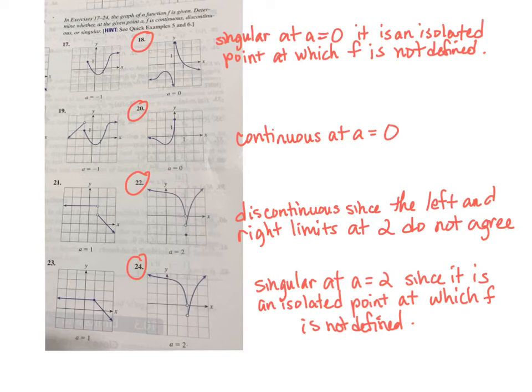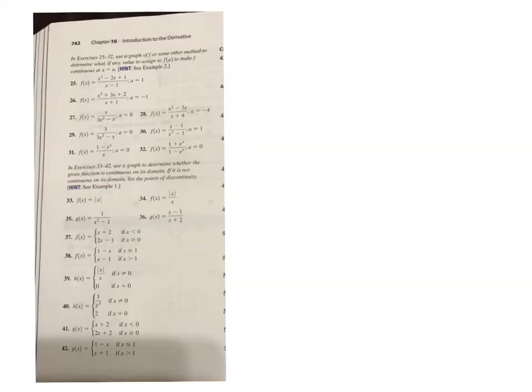Perfect. So now we are going to do two more examples, and they are going to be number 26 and number 28. So for number 26, in these exercises it says use a graph of f or some other method to determine what, if any, value to assign to f of a to make f continuous at x equals a. So essentially we have something going on at a equals -1. How do we make this function continuous there?